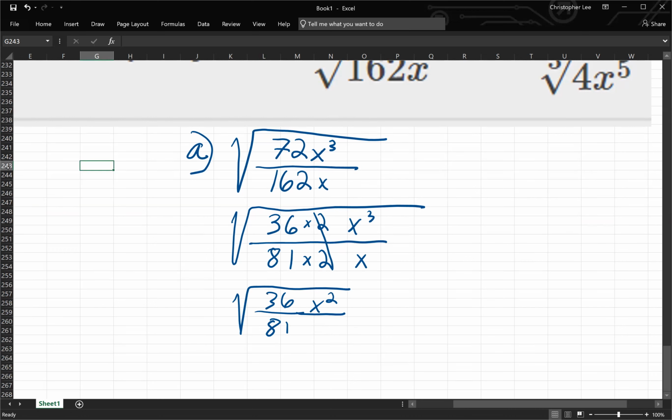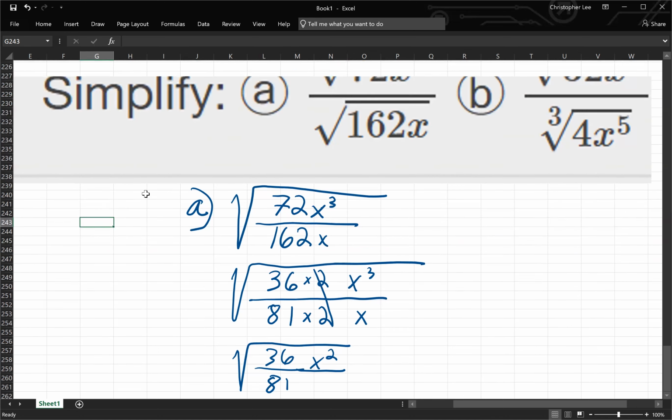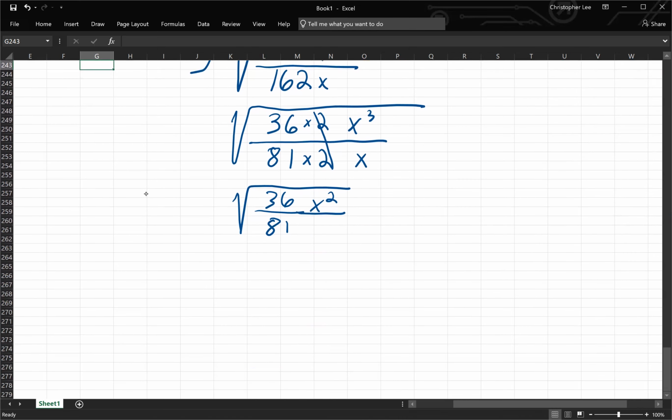But now I could take that radical individually. You see how everything just kind of simplified down for me a little bit? Right? So now I could do the square root of 36x squared divided by the square root of 81. Right? So what's the square root of 36x squared? 6 what? 6x, right? Over what's the square root of 81? 9.